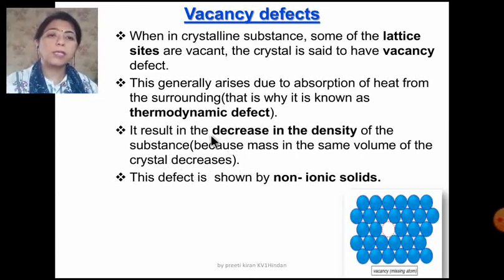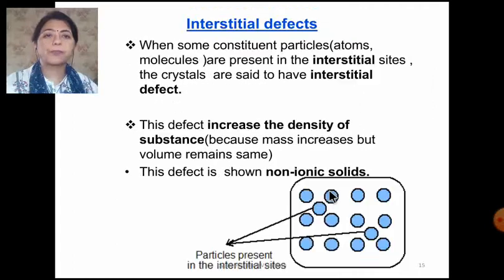Now why a decrease in the density of the substance? Because the volume is the same, but there is a decrease in the mass, because from this site the constituent particle is missing. So there is a decrease in the mass, but the volume is the same, and you know that density is equal to mass upon volume. So due to the presence of the vacancy defect, there is a decrease in the density. I have earlier told you this defect is shown by the non-ionic solids.